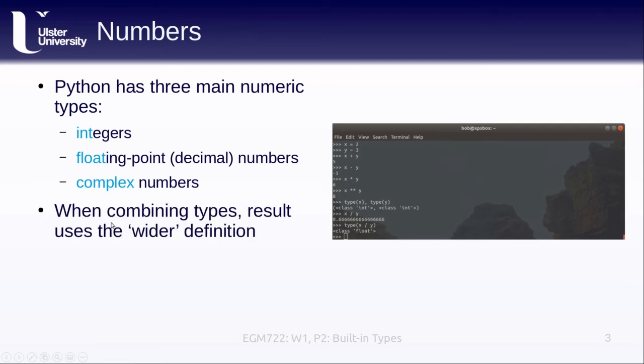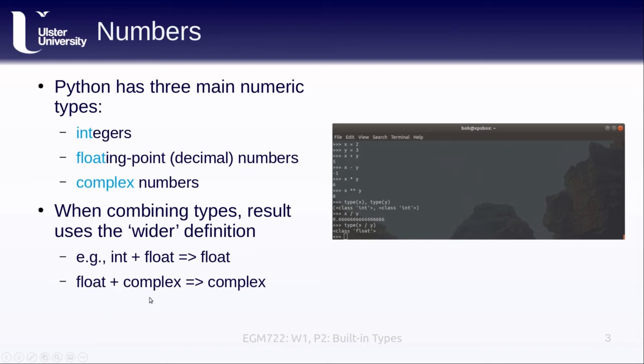When we are combining different types, the result of the calculation is going to take the wider definition of the two. So for example, if we have an int or an integer and we combine it with a floating point number, the result is going to be a floating point number. If we have a floating point number and we combine it with a complex number, the result is going to be a complex number.